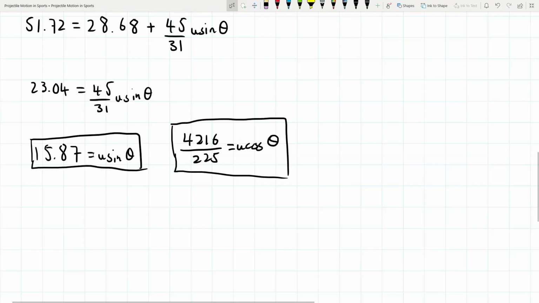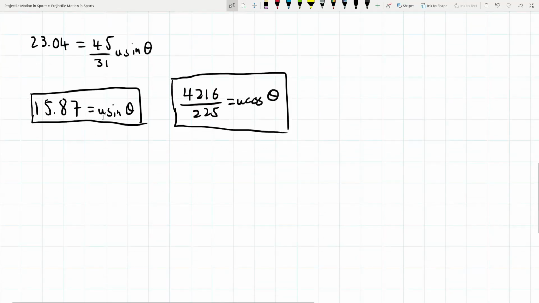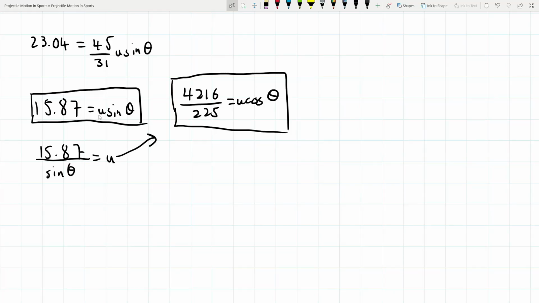So now we can solve for u. We can solve for u in the left one. So we get 15.87 all over sine theta equals u, and we're going to plug that into this. So we get 4216 over 225 equals 15.87 over sine theta times cosine theta.